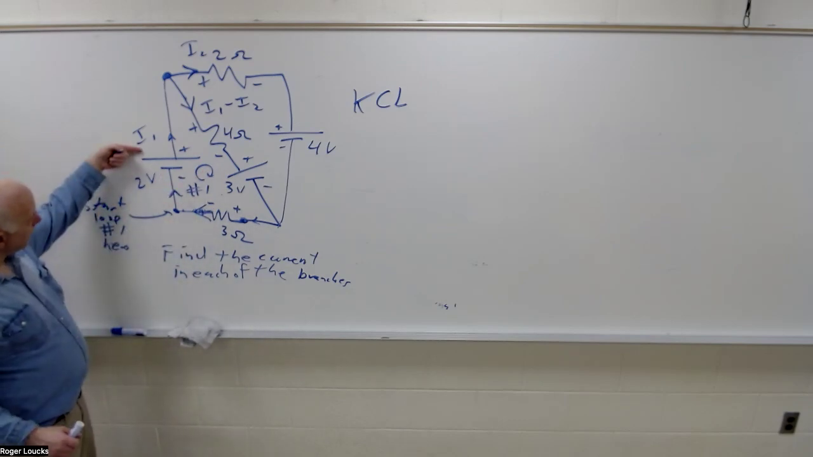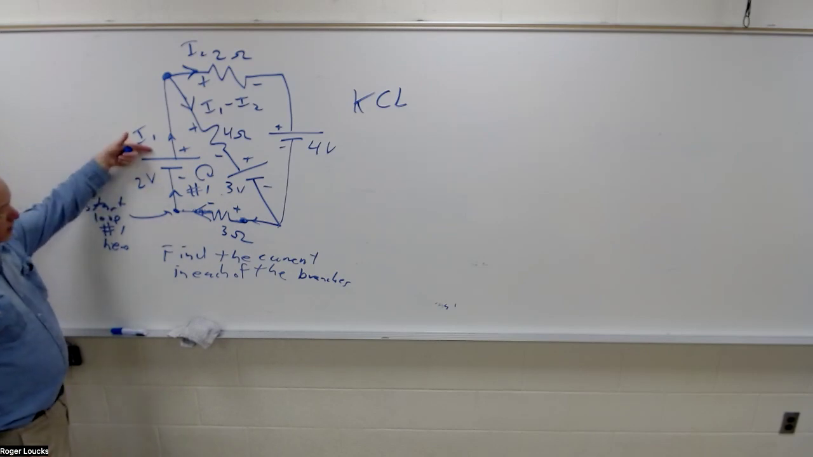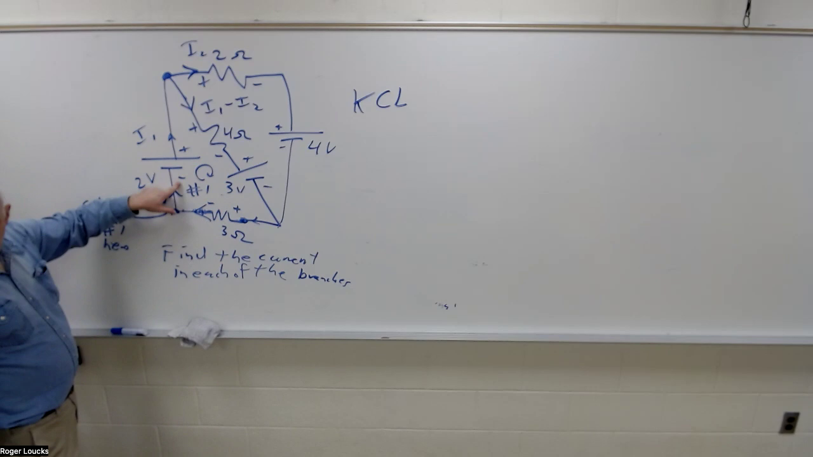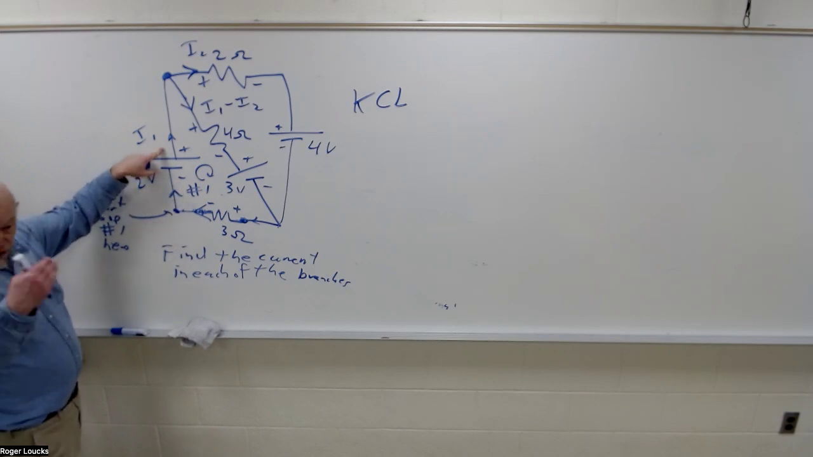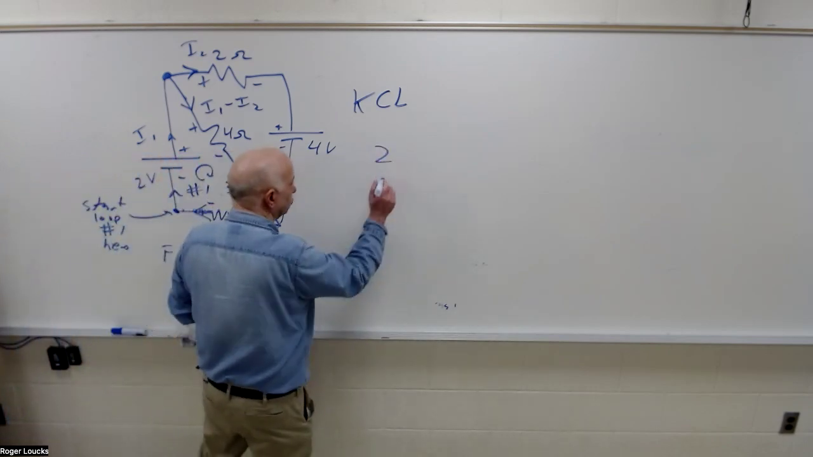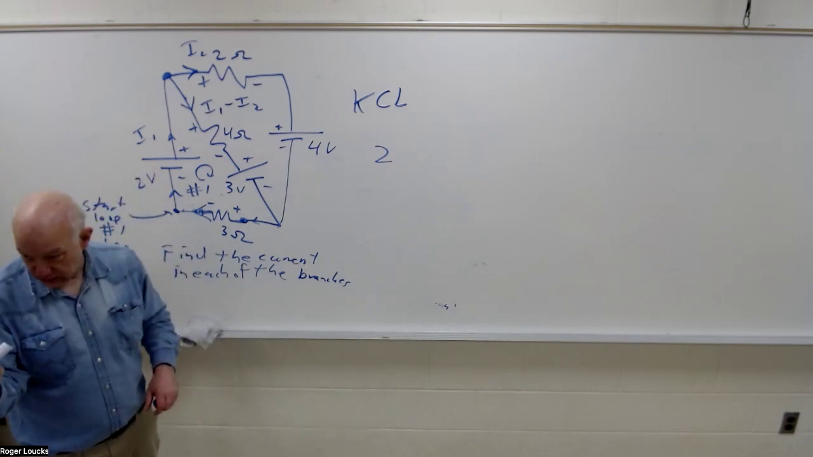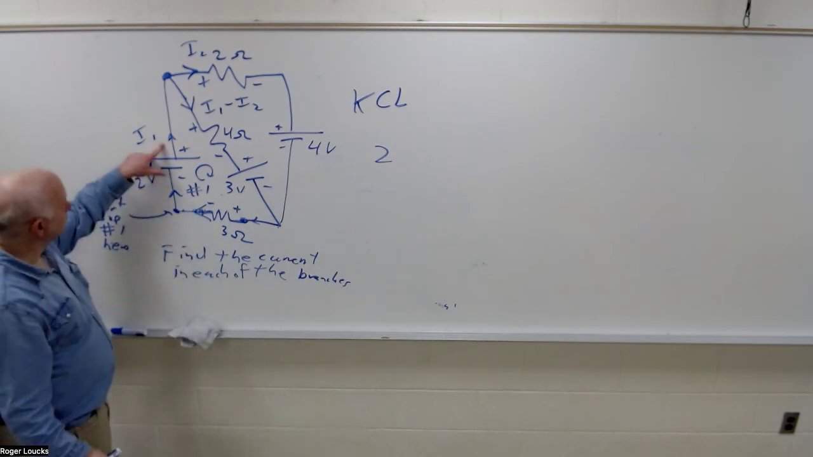So I hop across this battery here. If I hop across the battery, do I have a voltage gain or a voltage loss? Gain. Because you're going from the low voltage, the minus, to plus, so that's the voltage gain. So that's going to be a 2. Don't put a 2V in there, don't put any units. So I hop across here, that's the voltage gain.